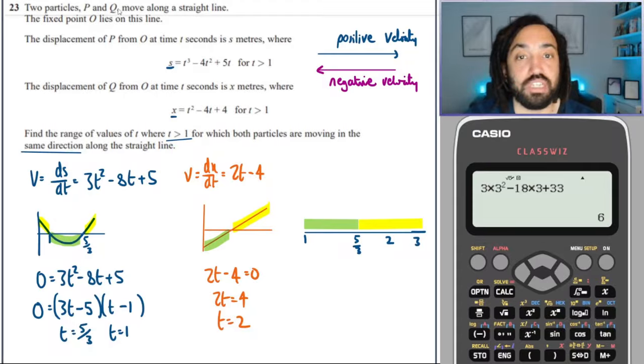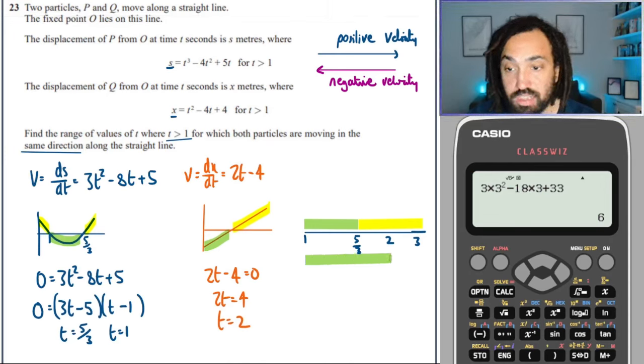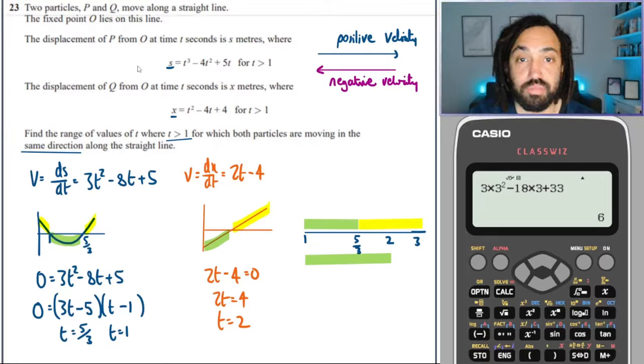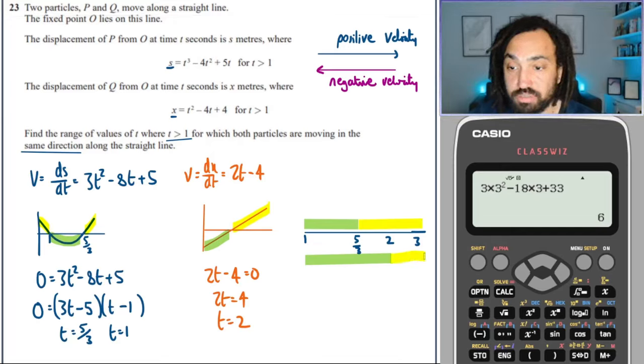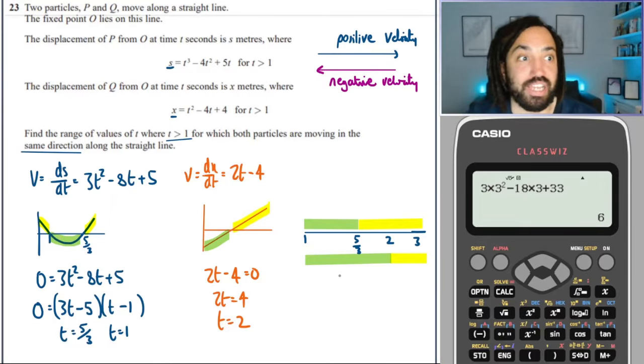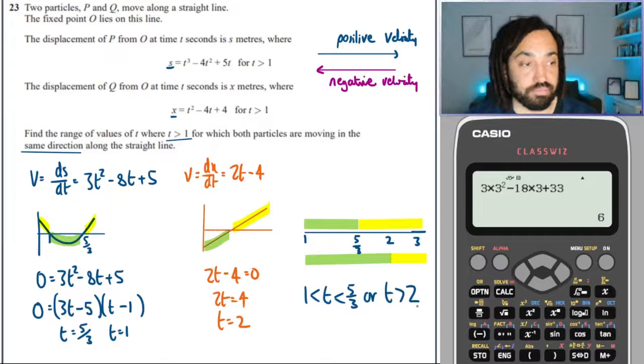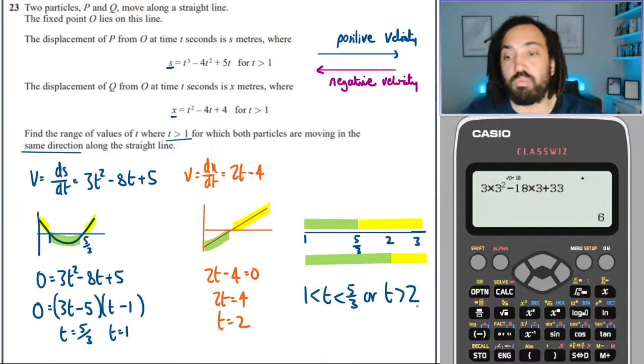Okay, and what about the other one, the orange one? Well, this one starts negative, and it changes over at 2. So it starts negative, and it changes over at 2, and it starts being positive after 2, like that. Okay, so now hopefully it's easy to see when they are the same colour. It's between 1 and 5 over 3, they're both green, or when t is greater than 2, they're both yellow. And the bit in between, one of them is positive, one of them is negative, so they are not travelling in the same direction.